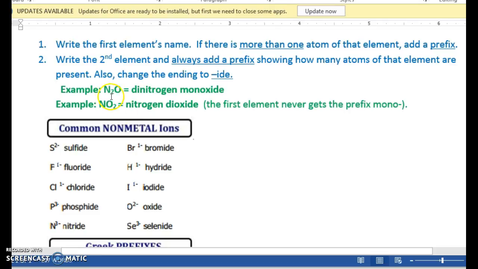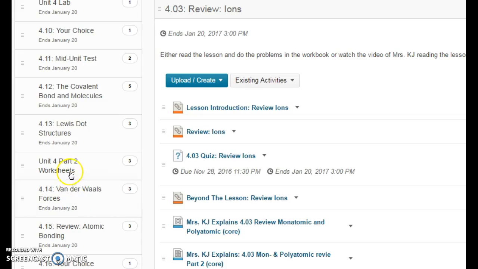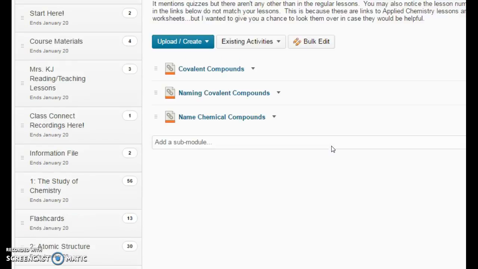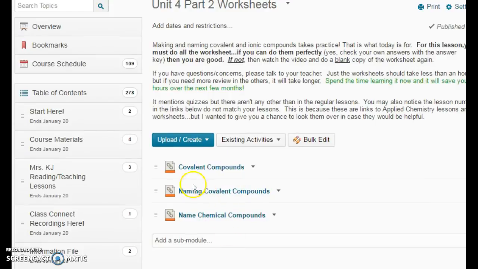So we have dinitrogen monoxide. Nitrogen dioxide. Remember, the first element never gets mono, but it does get the other prefixes if there's more than one atom. Naming takes practice. Go back to the content. There are some worksheets here that I put on. You have to practice naming. It's the only way to get them.